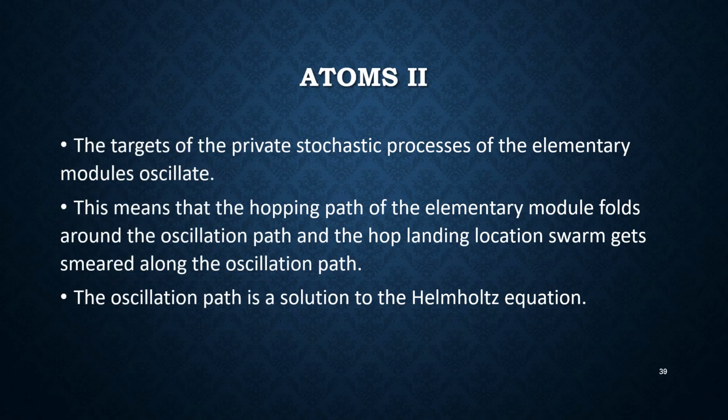The targets of the private stochastic processes of the elementary modules oscillate. This means that the hopping path of the elementary module folds around the oscillation path and the hop landing location swarm gets smeared along the oscillation path. The oscillation path is a solution to the Helmholtz equation.